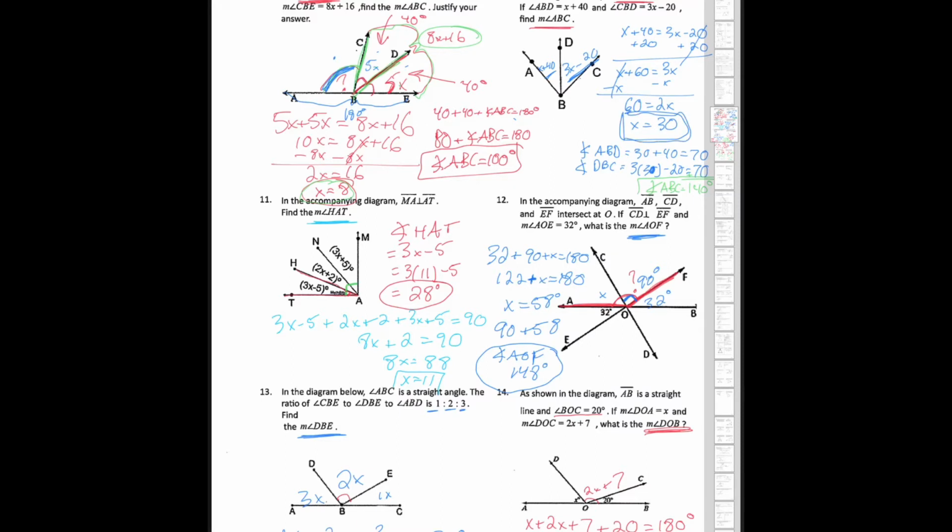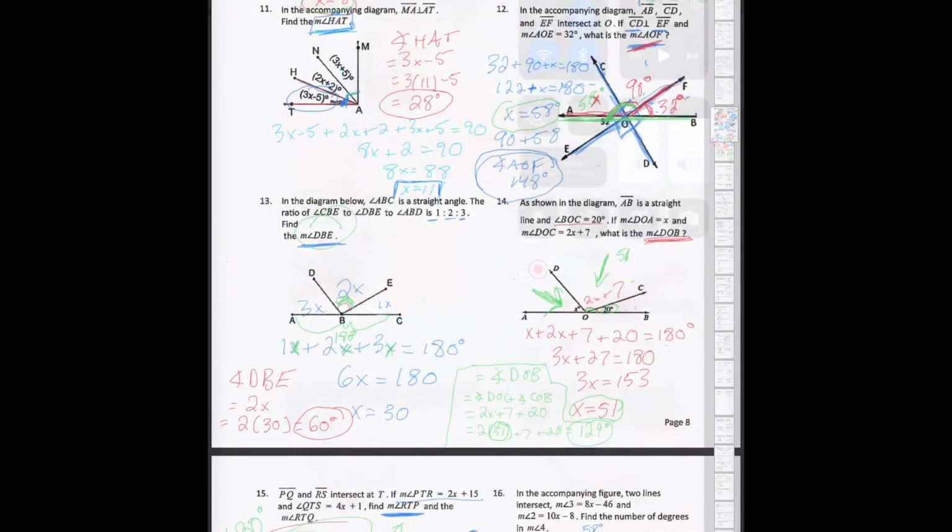Now, it's asking for the measure of angle ABC, so the entire angle here. So what I have to do is plug into both here and here, make sure they're equal, and then add them together. So when I plug in 30, x equals 30, to both of those, I get 70 and 70. So that means the two of them added together give us angle ABC is 140 degrees.